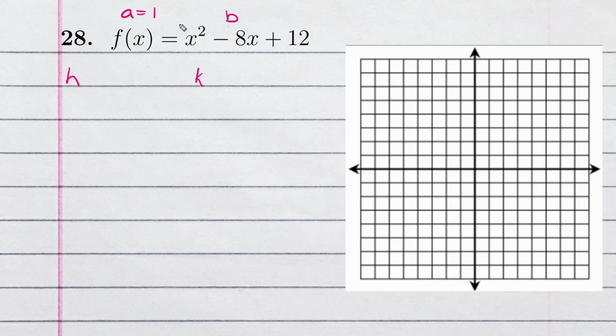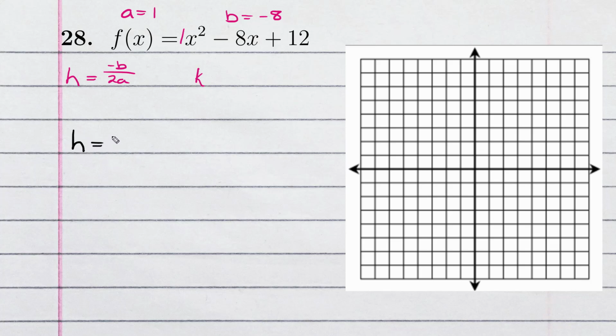So our A is what's in front of our x squared. Our B is what's in front of our linear part, which is our x. And remember, the formula for H is negative B over 2A. And so let's go ahead and work this problem.